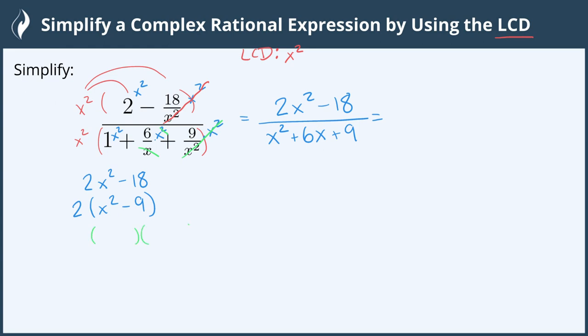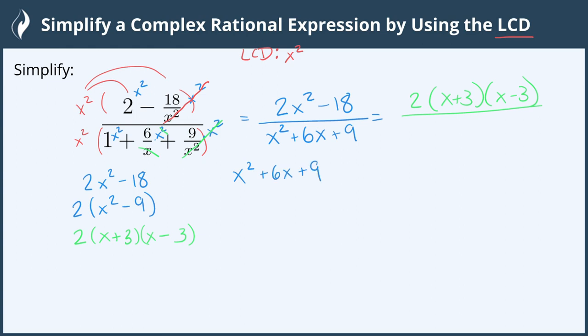So we square root the first, giving us x, and square root the second, giving us 3, and one is positive and one is negative. And don't forget, we still have our 2. So the numerator factors into 2 times x plus 3 times x minus 3. Now let's go ahead and factor the denominator, which is x squared plus 6x plus 9.